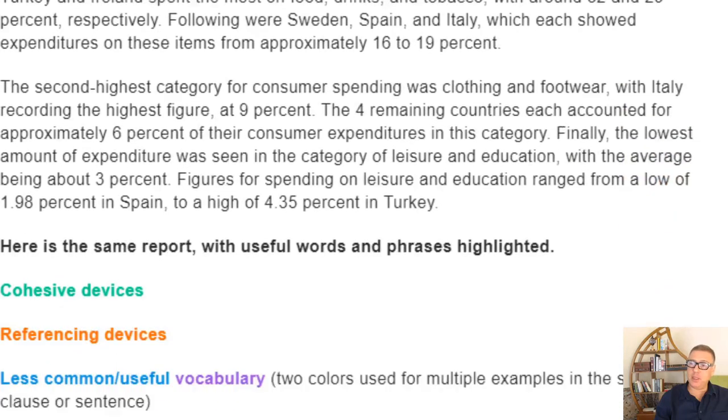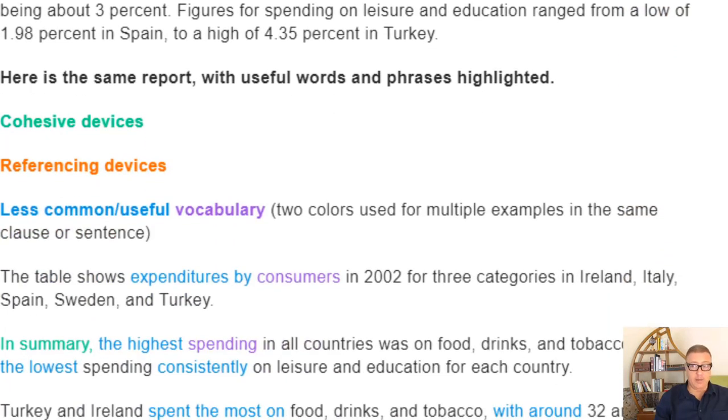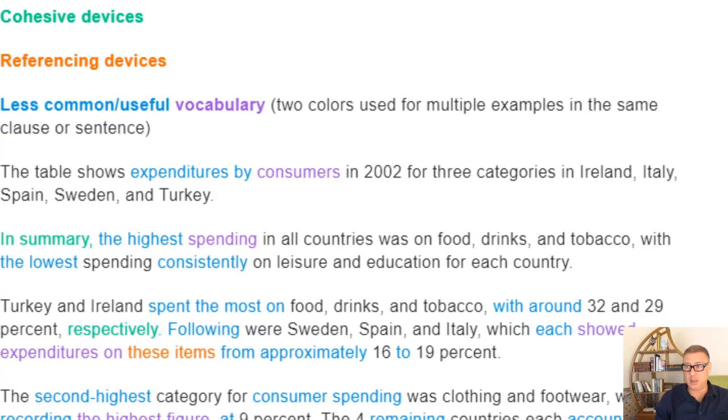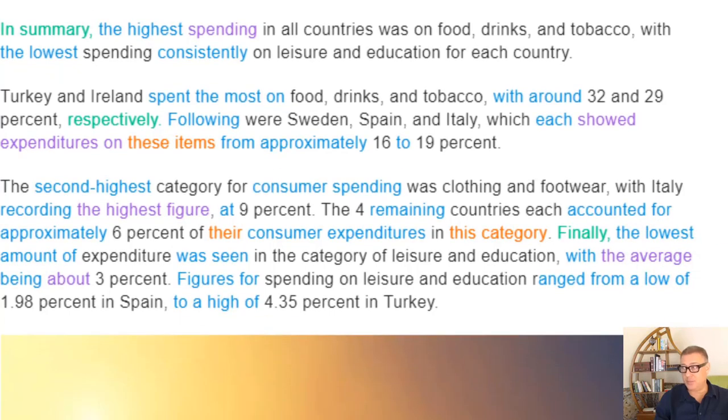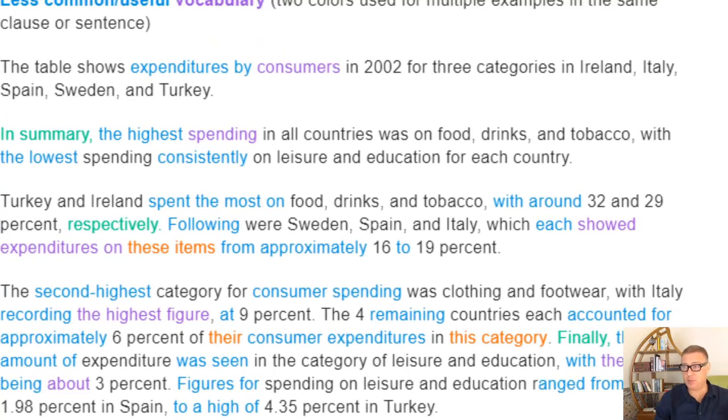Okay, so if you look below this, you will see cohesive devices, referencing devices, and less common or useful vocabulary highlighted in the same essay. So this is good to go over. I have a look just to see how things are used. In summary, respectively, finally. So one thing I mentioned in previous lessons is in task 1, you're not using a lot, just to make things clear. So in summary, overall, here's my overview.